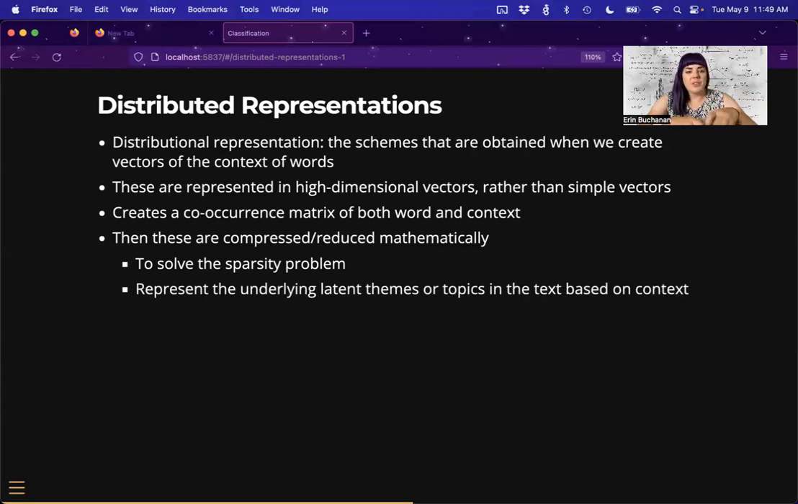And it helps us represent these themes or these topics, if you're doing topic modeling, based on context. So this kind of compression is really good for us.